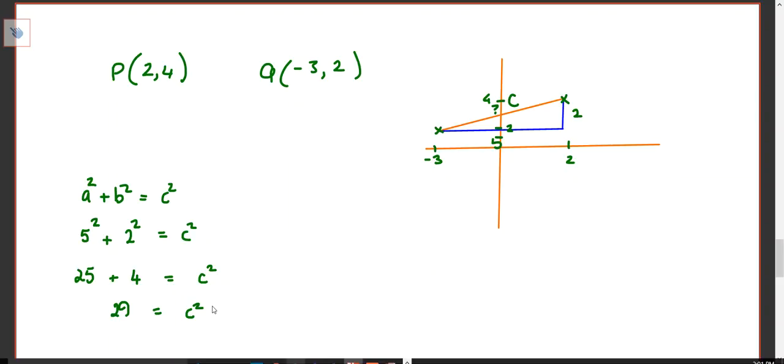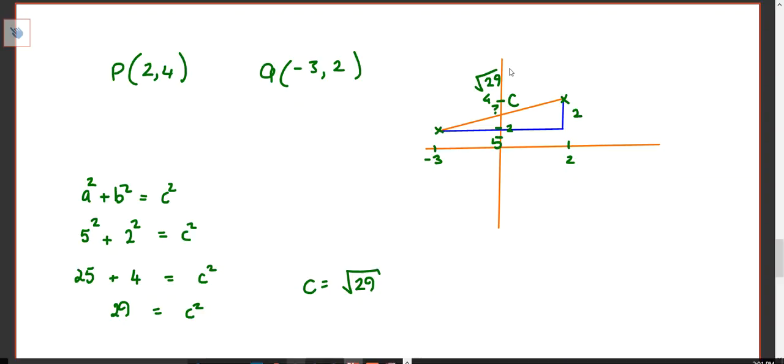Could someone correct Hayley's use of language, please? C is root 29. Thank you. Is there any way of simplifying that surd, Anaya? I have a question. Okay. So the distance is root 29. Yes, that distance is root 29.